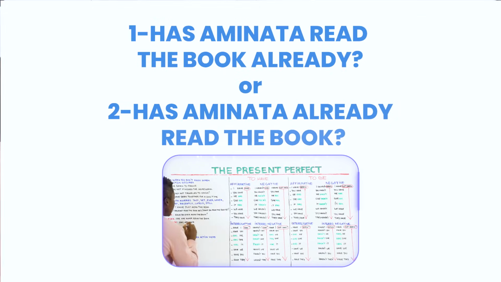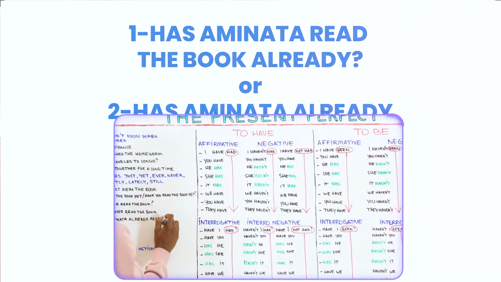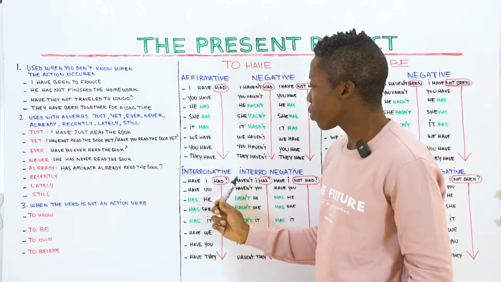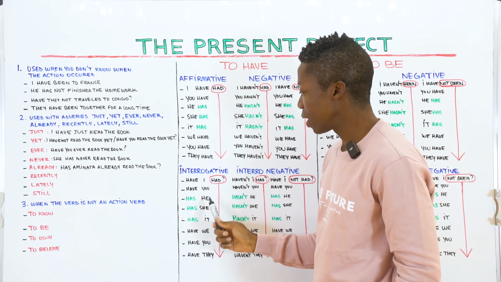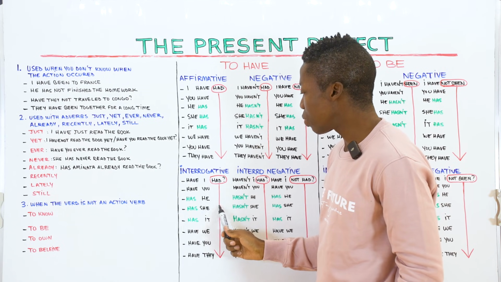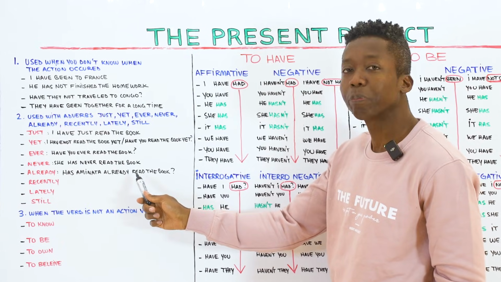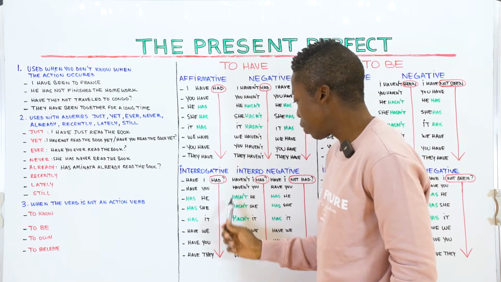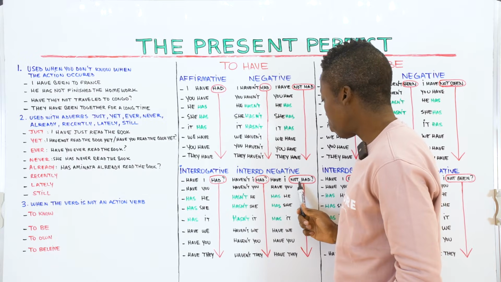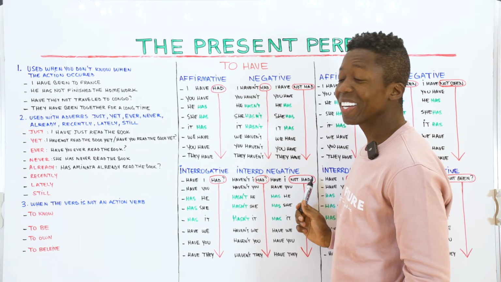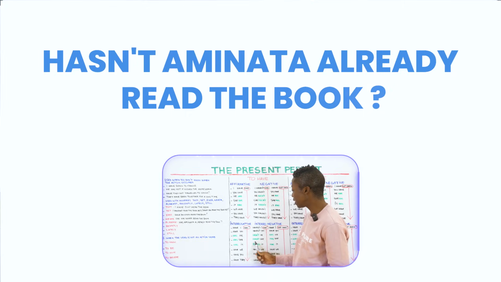Already. Has Aminata read the book already? Mais has Aminata already read the book? Ça, c'est une question positive. Interrogative form. Has Aminata already read the book? Donc, has Aminata, has she, plus adverbe, plus le participe passé, the book. Now, here, si vous voulez composer ça ici, vous allez dire has Aminata not already read the book? Has Aminata not plus l'adverbe already read the book? Make sense? Ou bien hasn't Aminata already read the book?